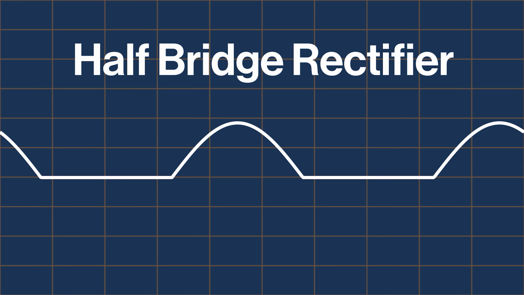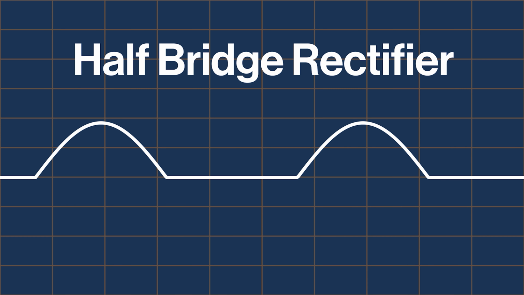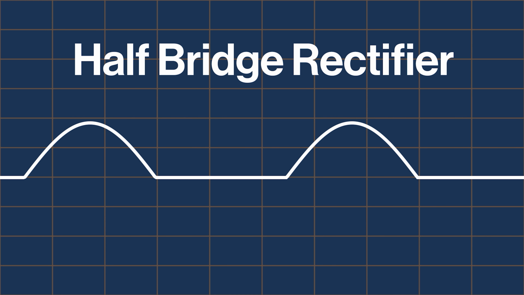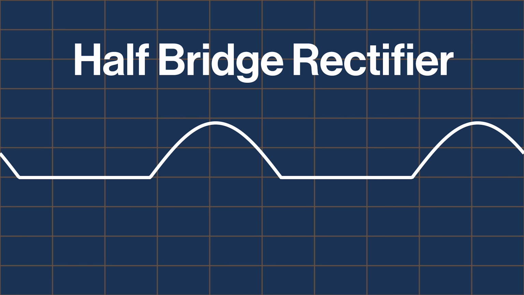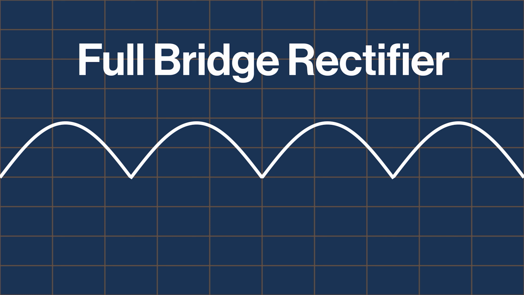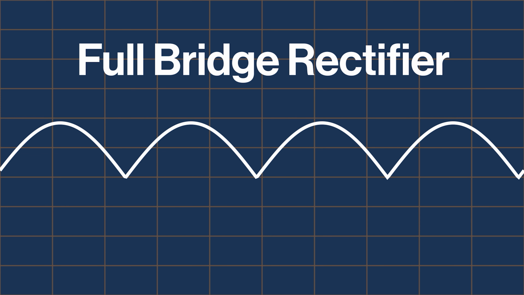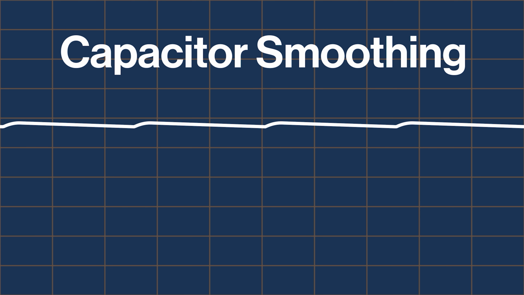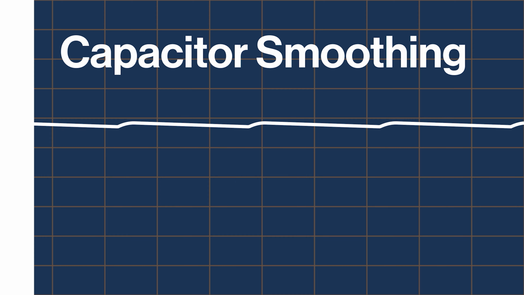So when AC goes positive, the diode passes it through. When it goes negative, it's blocked. This is called half-wave rectification. Arrange 4 diodes in a bridge, and you flip all the negative halves positive. That's known as full wave rectification. Finally, add a capacitor and the jagged wave smooths into a steady DC output, just like the ones that power your devices.